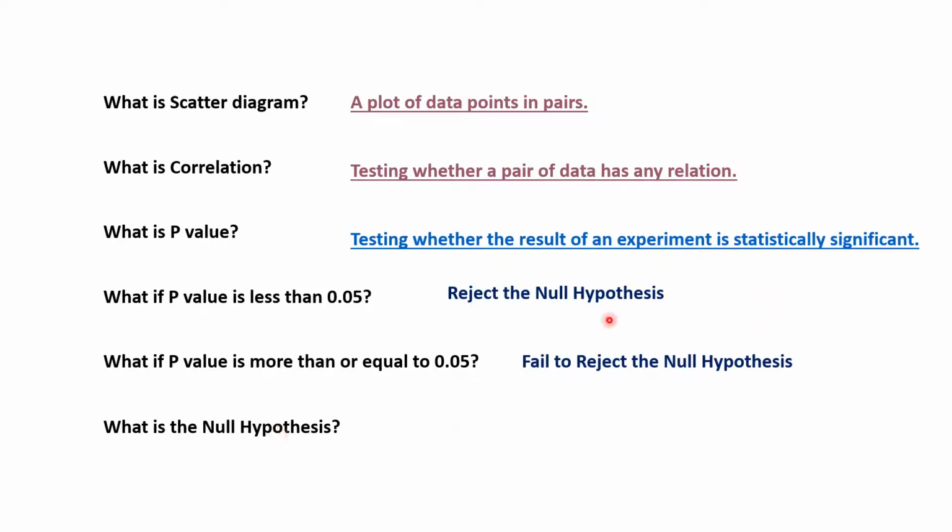What is the null hypothesis then? We are going to reject or fail to reject it. What does this mean? The x values and y values are independent. That is what is called the null hypothesis. Pairs of data are independent. Statistically significant means they are dependent.